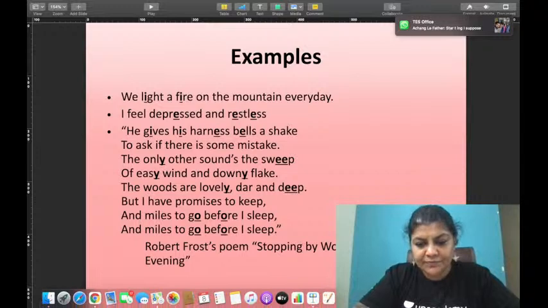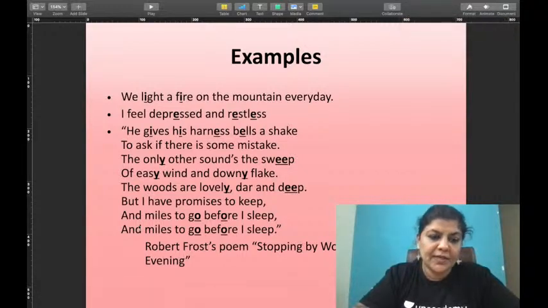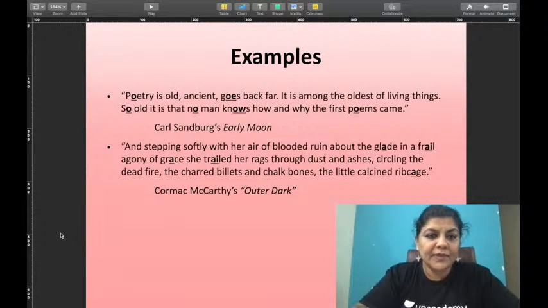I have marked it here. Then, poetry is old, ancient, goes back far. O sound. Poetry is old, ancient, goes back far. O sound is also a vowel sound.